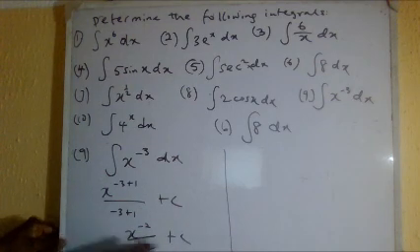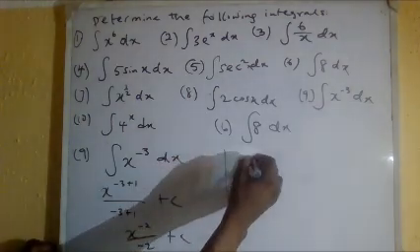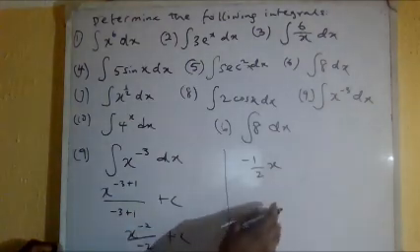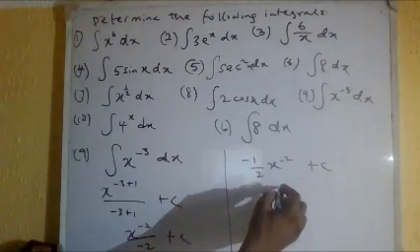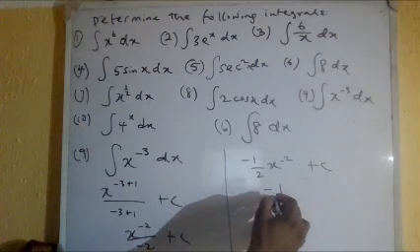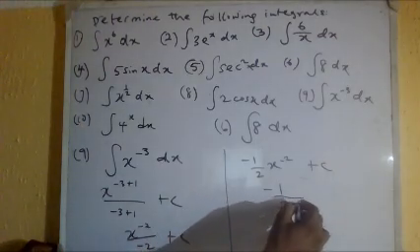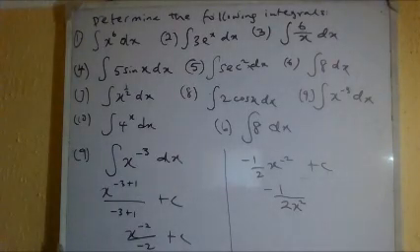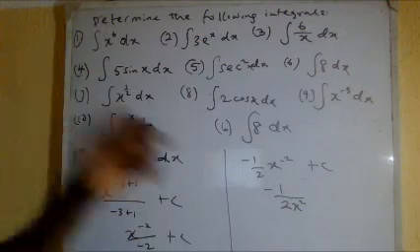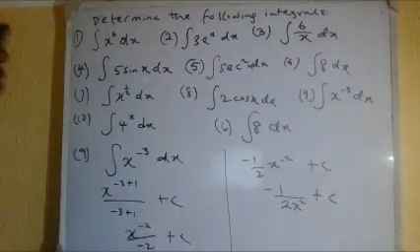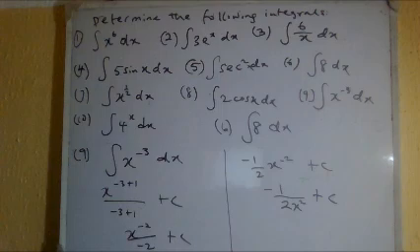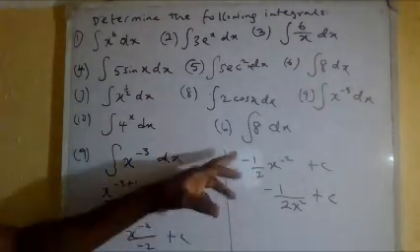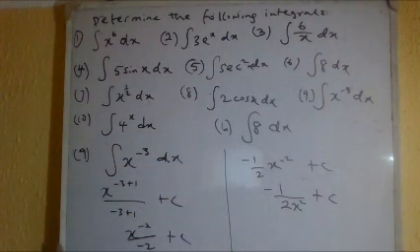I can express this further. It's simply to say minus 1 over 2 x to the power minus 2 plus c, or I can say minus 1 over 2x squared. See? So we have done it the proper way. So plus c. So this is the answer for this one. Or you can leave it like this. Okay, so that's for number 9.